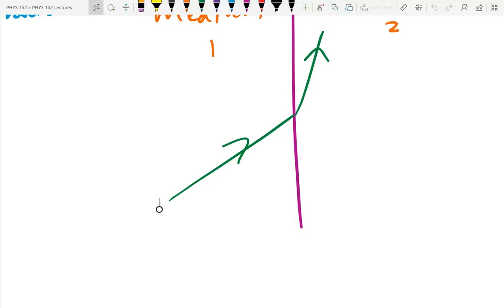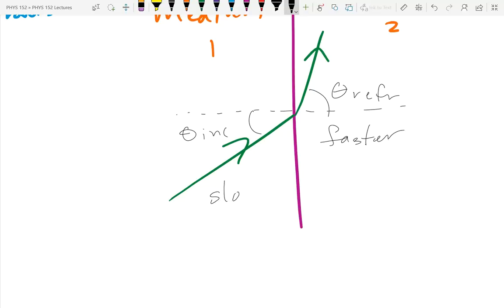Erika? Well, which one is slower then? Are you saying 2 is slower or 1 is slower? It's the other way around. When you go into something slower, it refracts toward the normal. When you go into something faster, it refracts away from the normal. So the fact that this angle of refraction is bigger than this angle of incidence means that it's faster over here and slower over here.